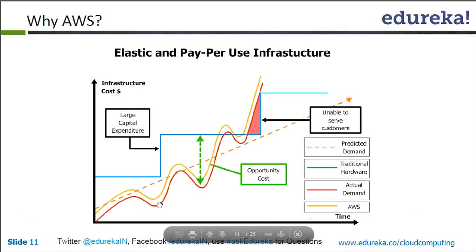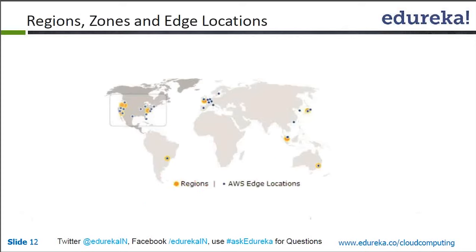Say for example, here my capacity is only this much, right? But I'm over provisioning it here. All this is a huge amount of capital I have spent on this infrastructure, right? It's an opportunity cost that I lost, so that I can very well save. So all these problems, AWS is going to address for us.